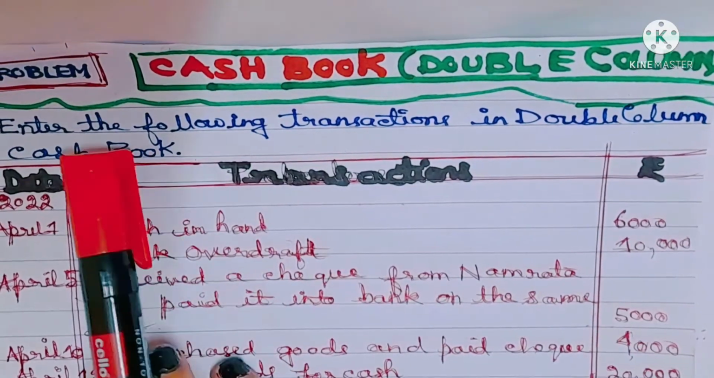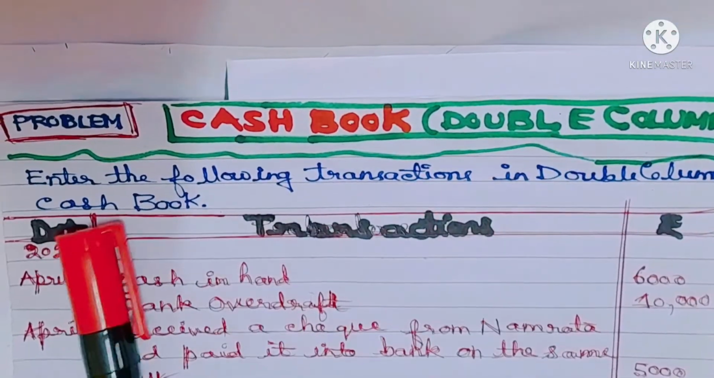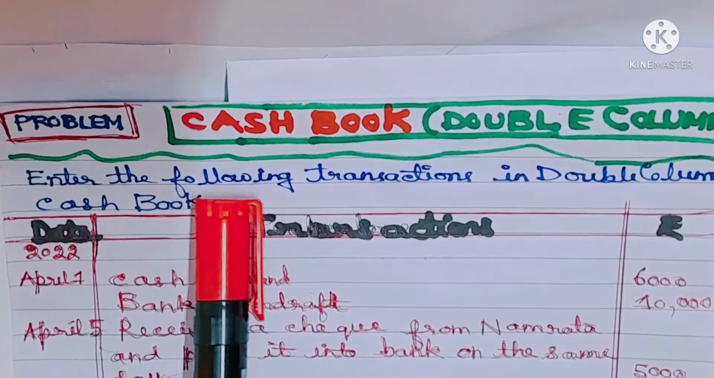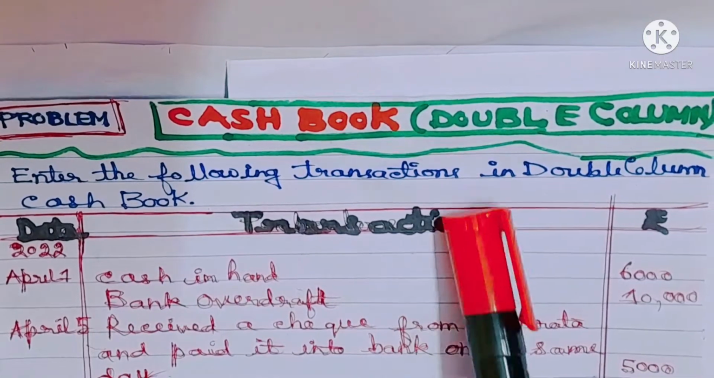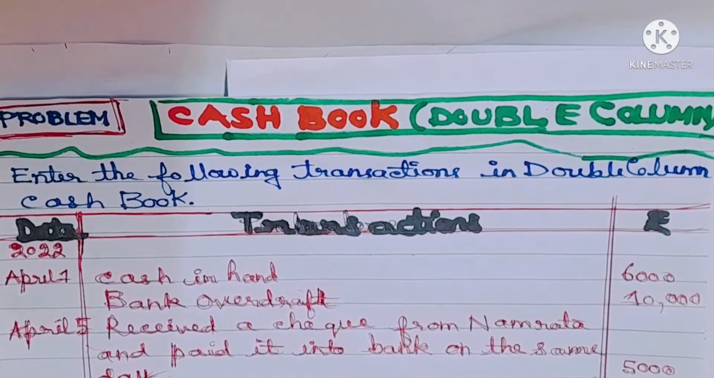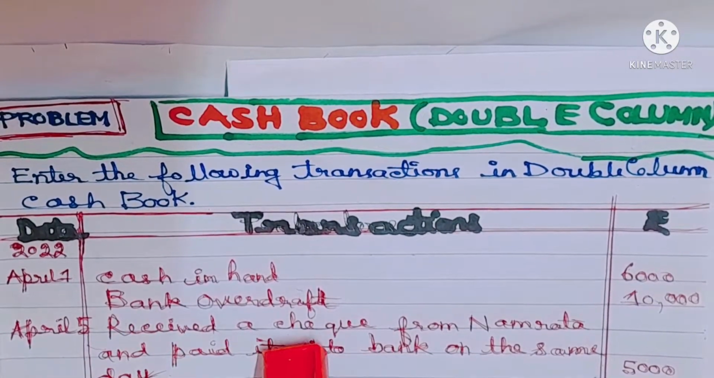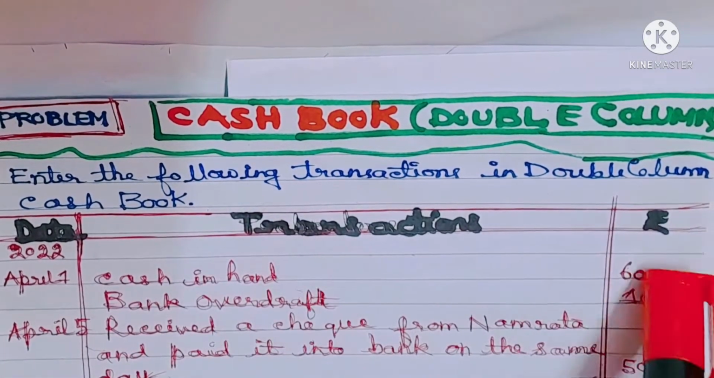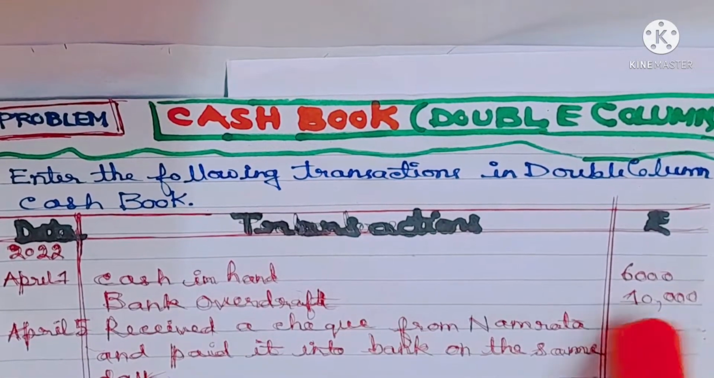So here is the problem. Cash book double column. Enter the following transactions in a double column cash book. Here is the column of date. Here is the column of transaction. Here is the amount column. So what is the first transaction? 2022 on 1st April, cash in hand 6,000, bank overdraft 10,000.